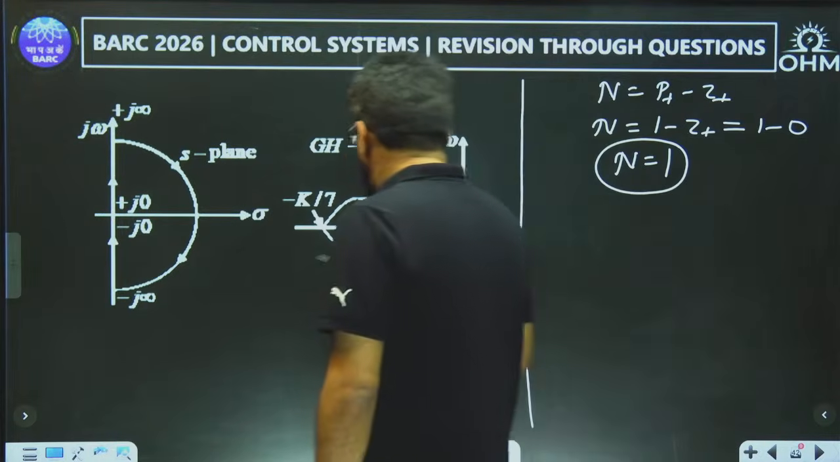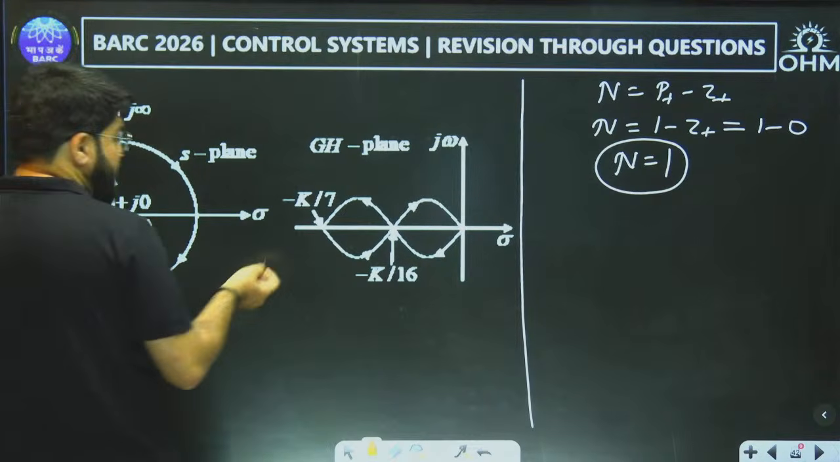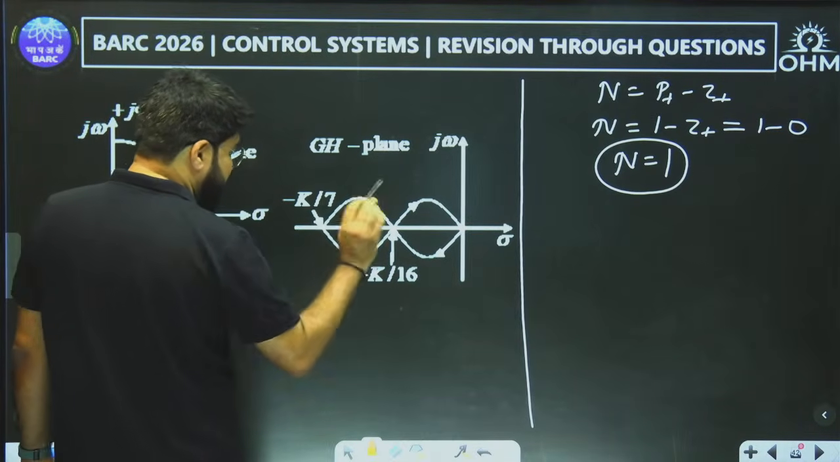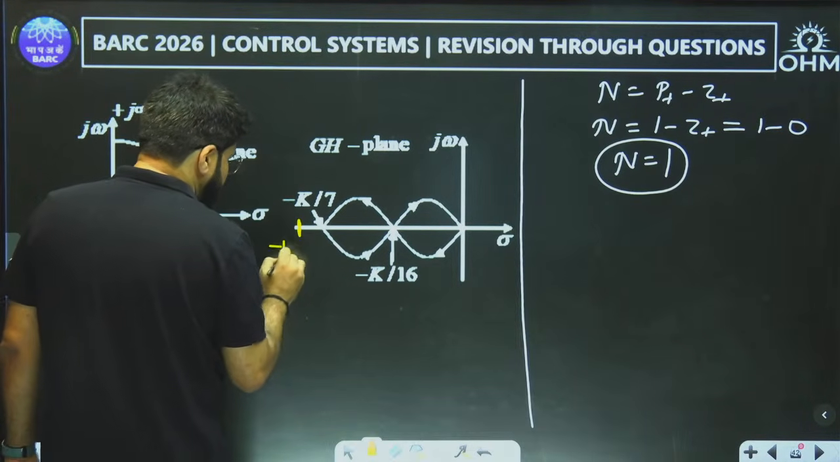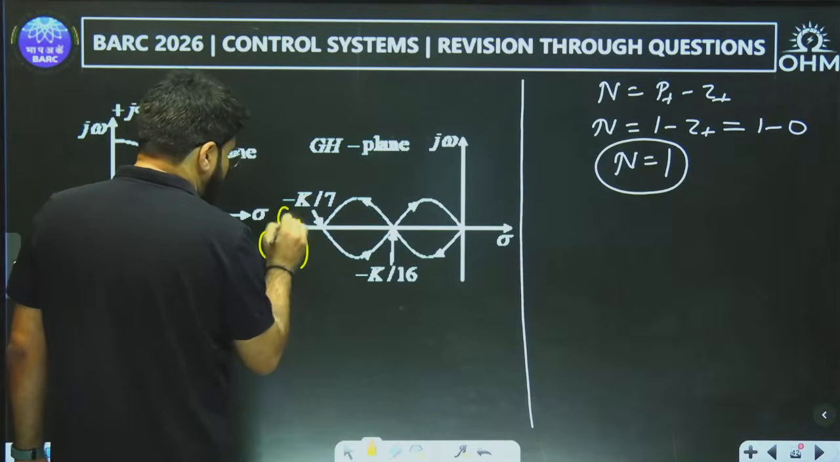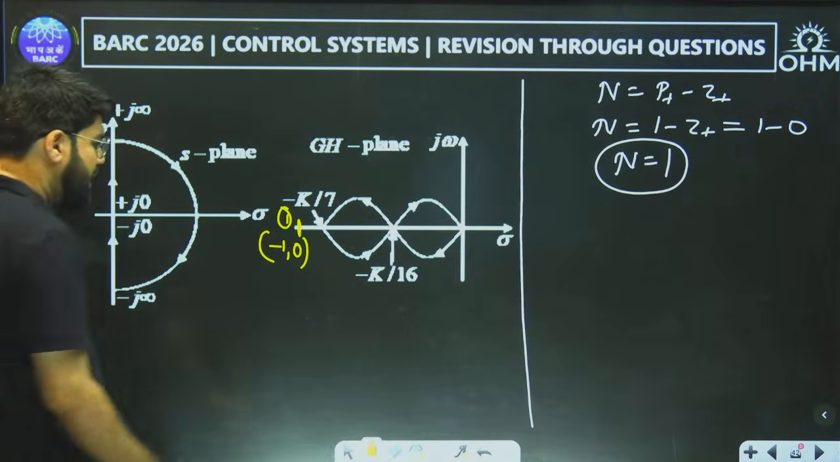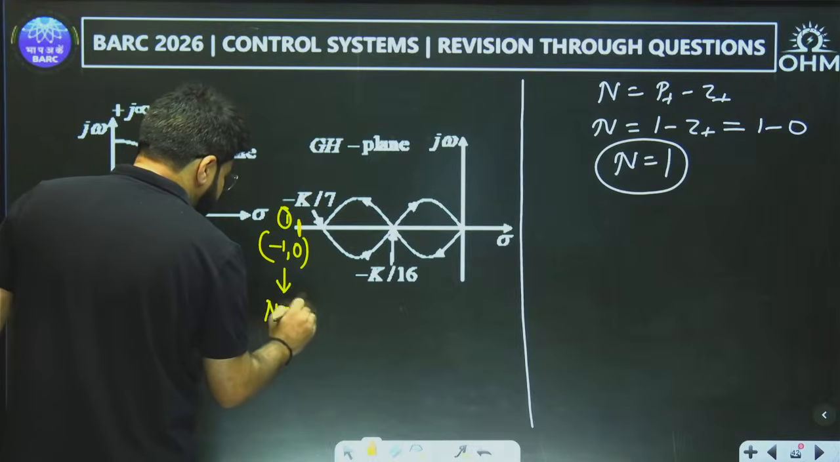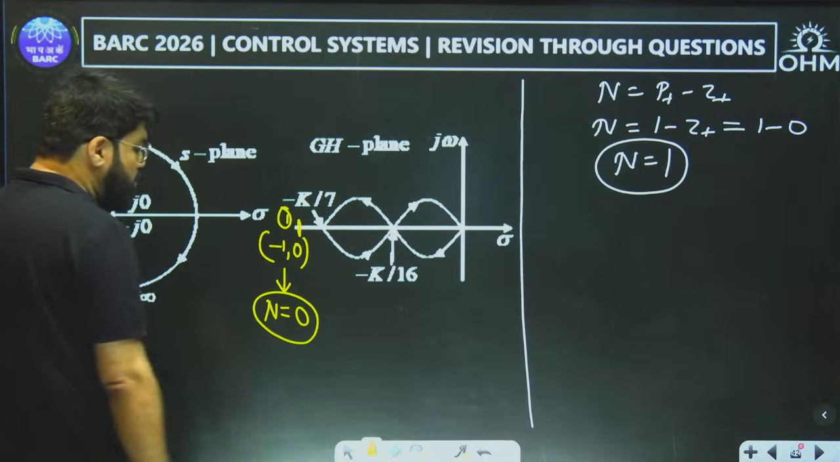Now come up here. Where is minus 1 comma 0? That we cannot decide, because I don't know the value of k. So I don't know what is k by 7, I don't know what is k by 16. So I will have three cases. Number 1, minus 1 comma 0 outside. If minus 1 comma 0 is totally outside, what is the number of encirclements? Nil. It is not encircled, but this is the case I don't want.